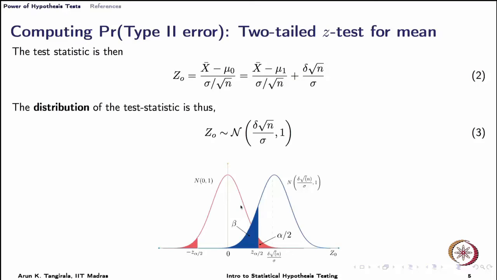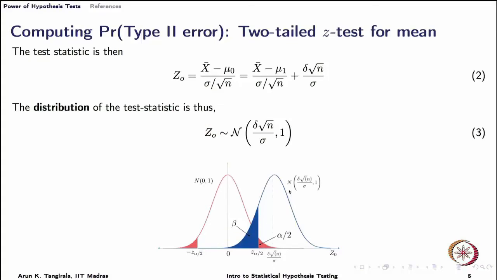Now, beta, the probability of type 2 error, is this blue shaded region, that is, the probability of Z observed falling between minus Z alpha by 2 and Z alpha by 2. Of course, this graph is only being shown here for delta greater than 0, but you could have a blue one to the left of the red line, that is, delta could have been negative as well.